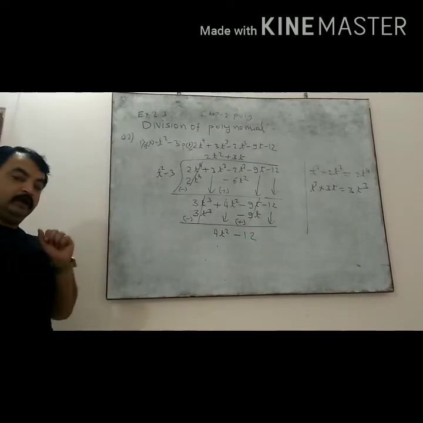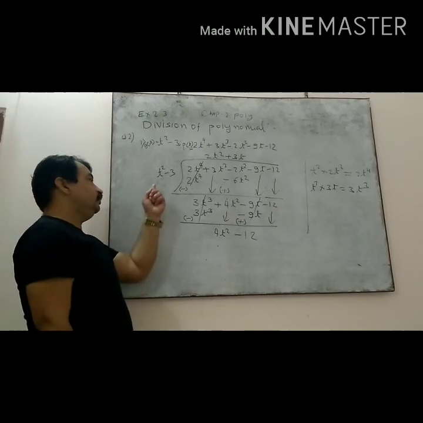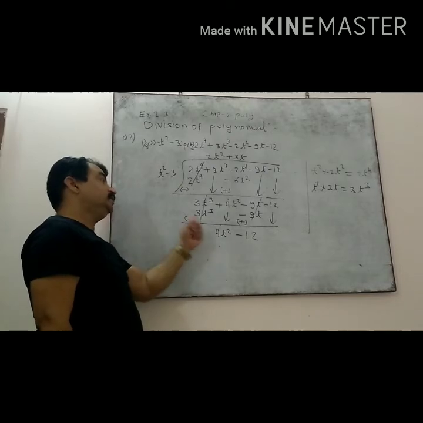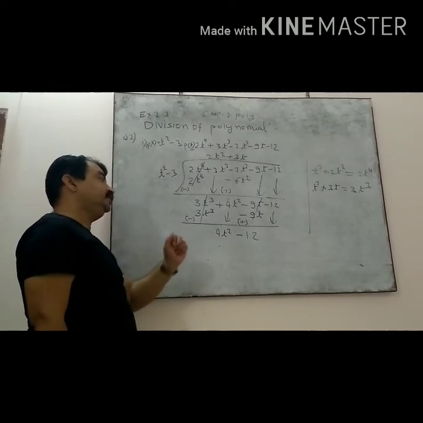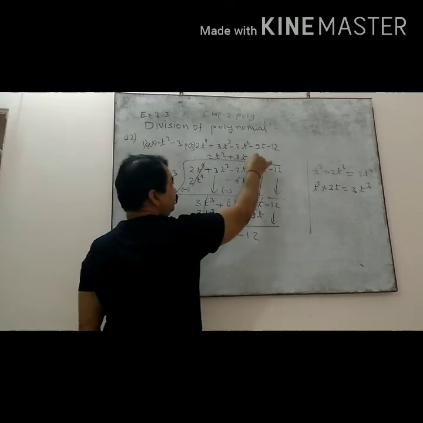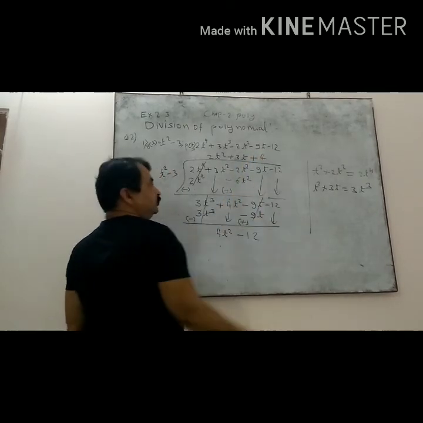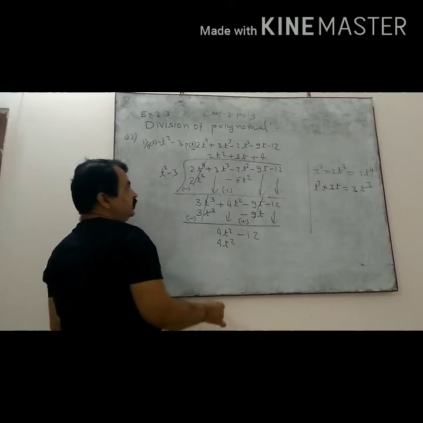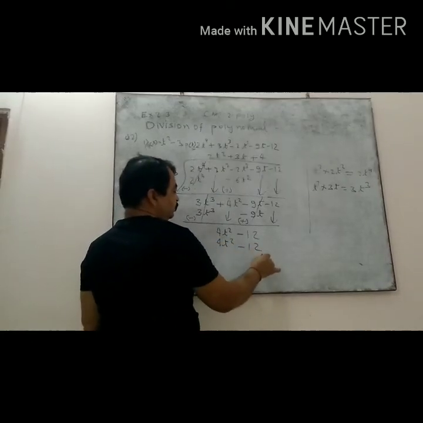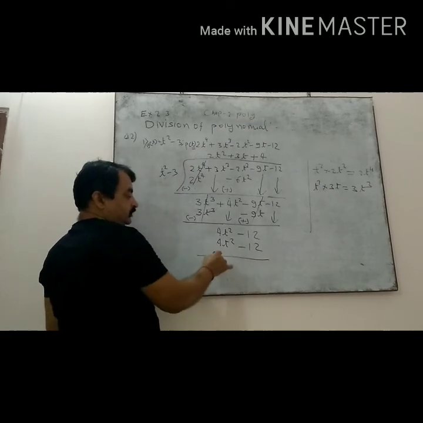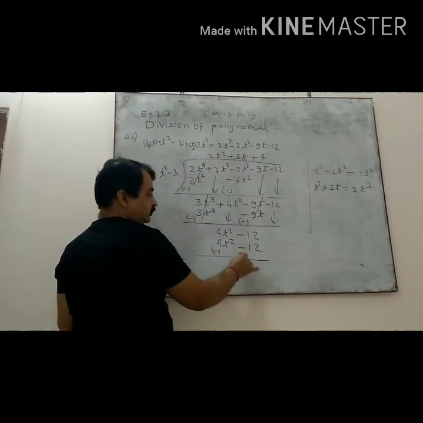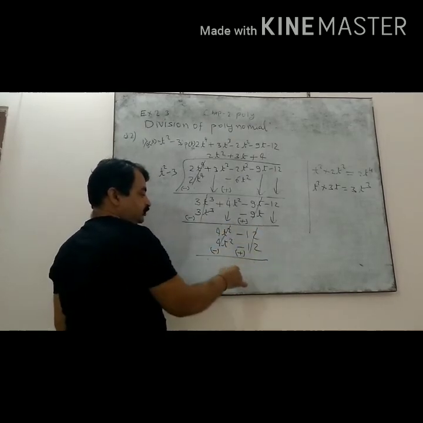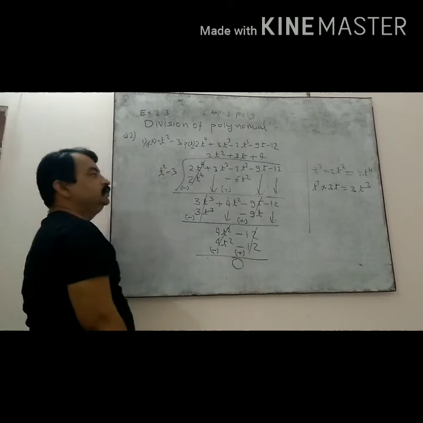Clear? Now what will you do? Same question: what do you multiply t square by to get 4t square? The term is the same, t square, only the coefficient is 4. So definitely you multiply with 4 here, plus 4. So 4 into t square gives 4t square, and 4 into minus 3 is minus 12. Change the sign, minus and this plus. So see, 4t square minus 4t square, minus 12 plus 12. So what do you get? Remainder 0.